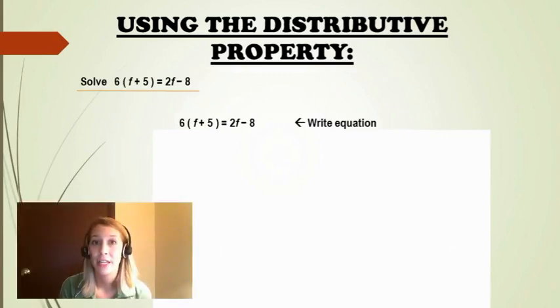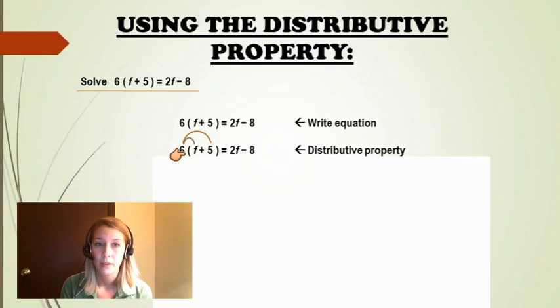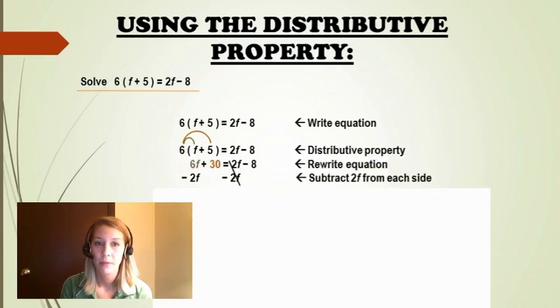Now let's take a look at an example that uses the distributive property. First, we're going to write the equation. Just take a look at it and we see that we have our variable f on both sides of our equation. Next, we're going to use the distributive property and distribute 6 to f and to 5. So this will represent 6f plus 30, because 6 times 5 is 30, which is equal to 2f minus 8.